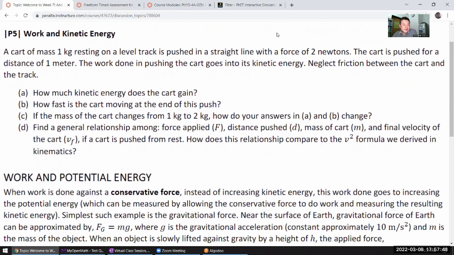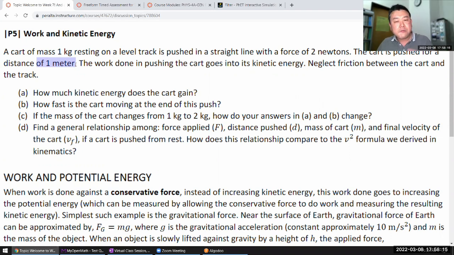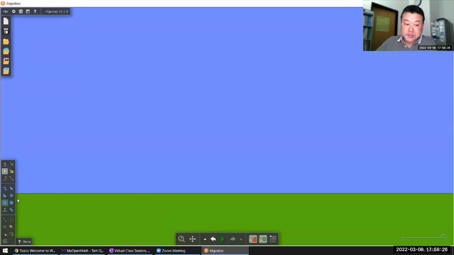So this is a setup that's describing a cart of some mass resting on some level track, being pushed in a straight line with some fixed amount of force, and it says it's pushed for this distance. Now, this kind of setup is easy to describe in words. If I wanted to do this as an experiment, it can be really challenging. Applying a fixed force of 2 newtons on a moving object can be challenging. In a simulation, it's a lot easier.